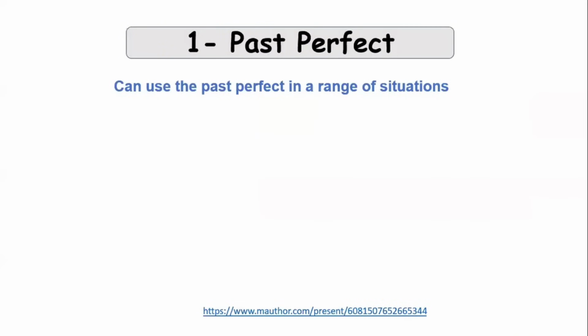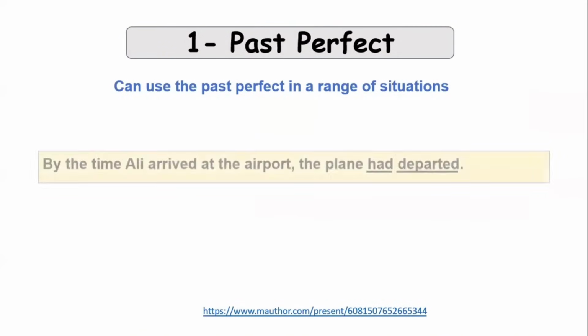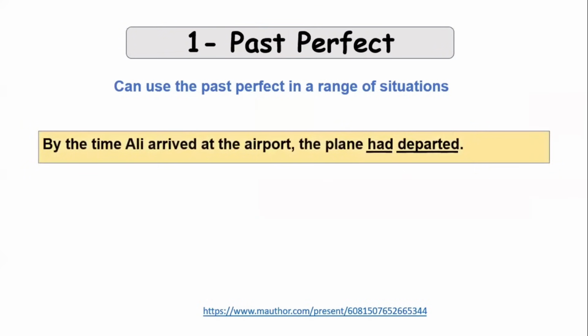So the first one is the past perfect, okay, which is something like this. Look at this sentence. By the time Ali arrived at the airport, the plane had departed. Usually the past perfect is used in order to compare two events. Both happened in the past, but one of them happened earlier. One of them happened before the other. And it's important for me to show you that one of them happened before the other.